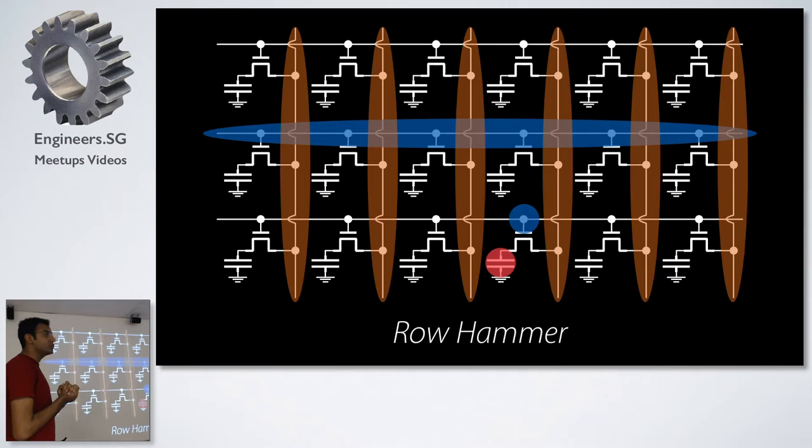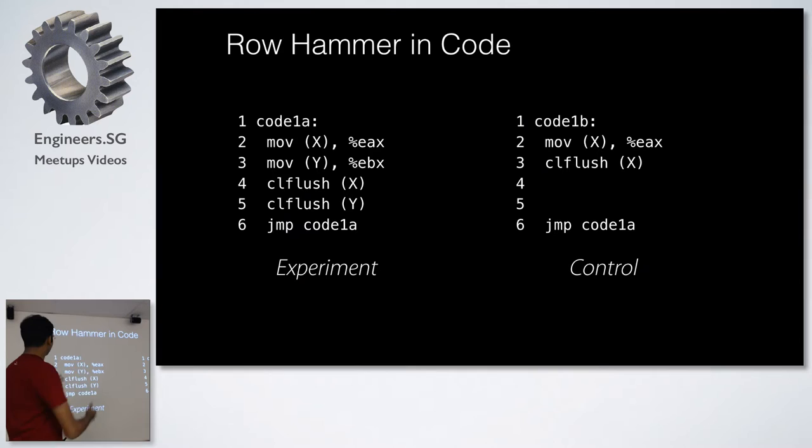And the paper tries to prove that row hammer exists using code. So they wrote two pieces of assembly code. I know we all hate assembly, but this is only five lines, so it should be easy to understand. Let's first look at the control. What the control does is, it's a function that does a mov, which basically copies whatever is at X into a CPU register.